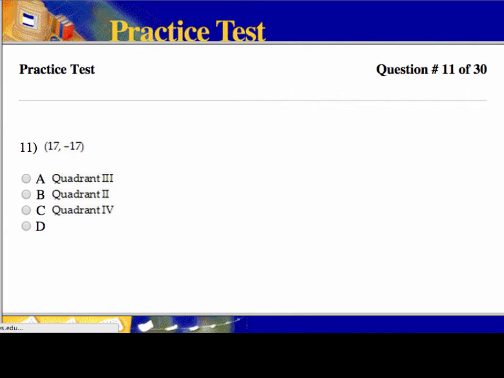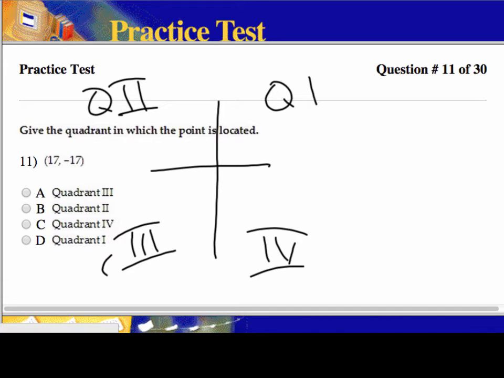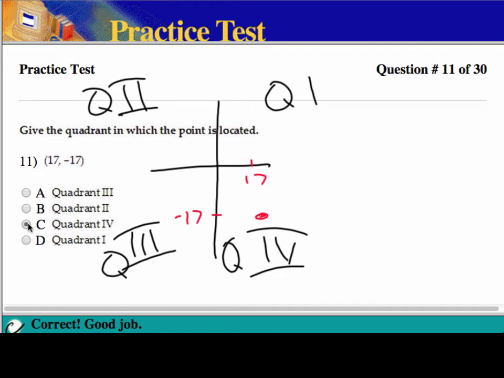What quadrant does this live in? So 2. No, so we got quadrant 1, we got quadrant 2, we got quadrant 3, and 4. How do I graph this? Well, I go over 17, so this is like 17 units, and then I go down 17, so it's right here. What quadrant is that? 4. Oh, good job.